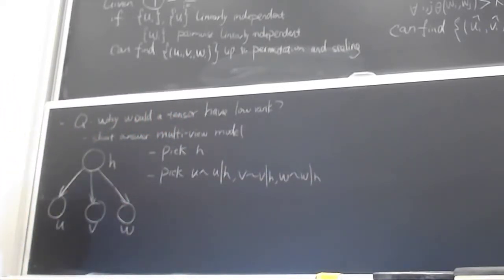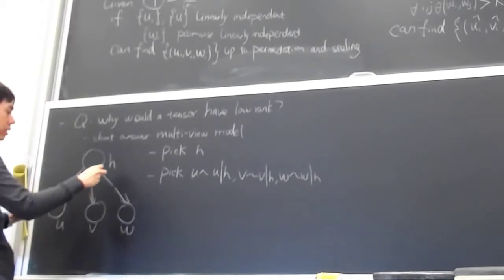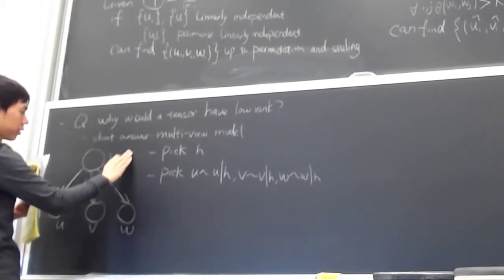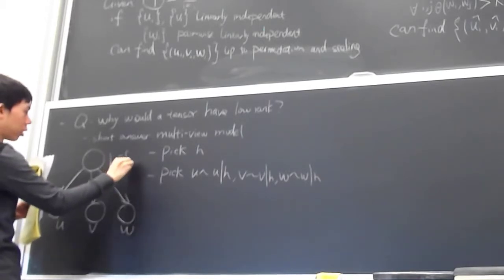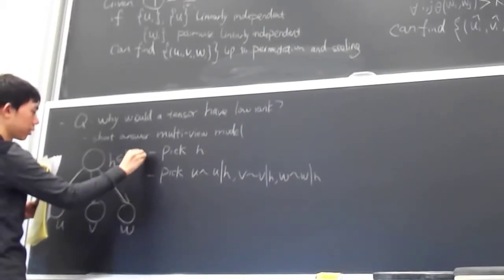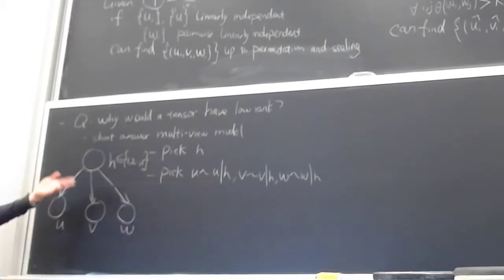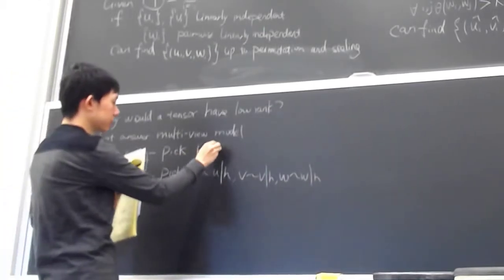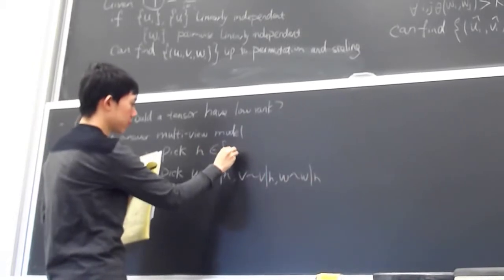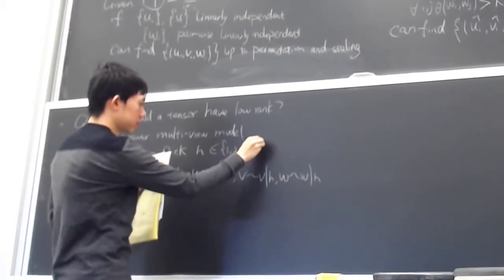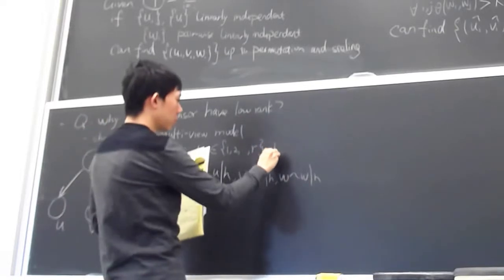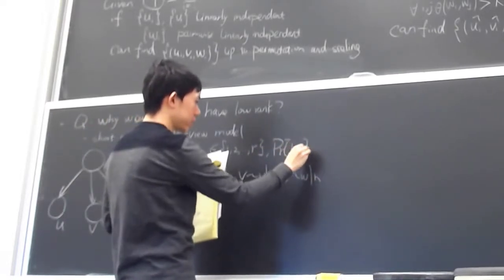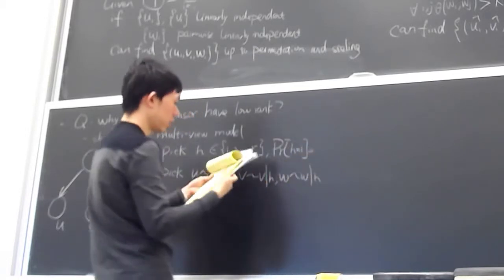And in this case, if H is in 1, 2, up to R, if there are only R possible choices for this variable H, we say the probability of H equal to i is equal to pi i.